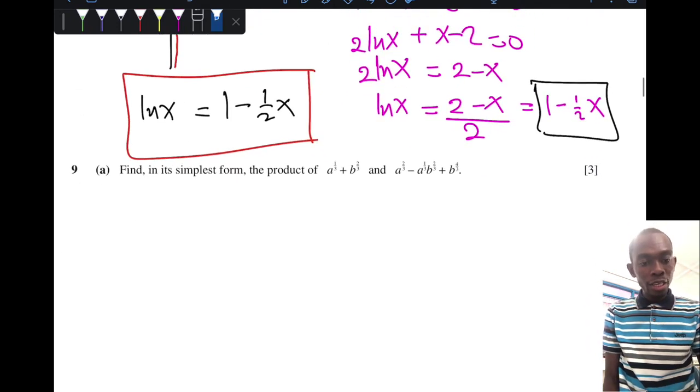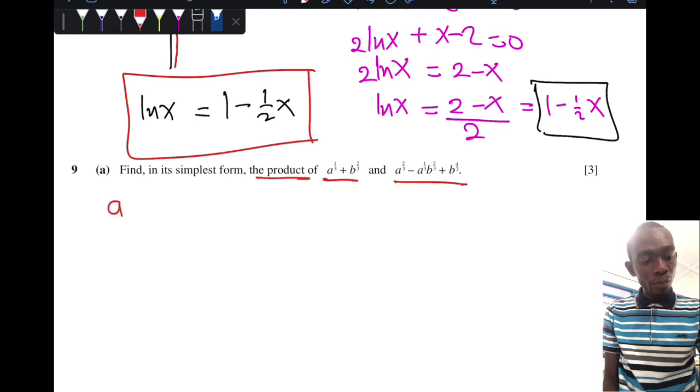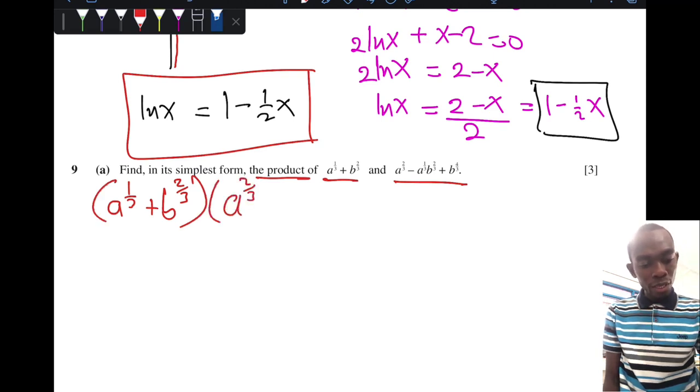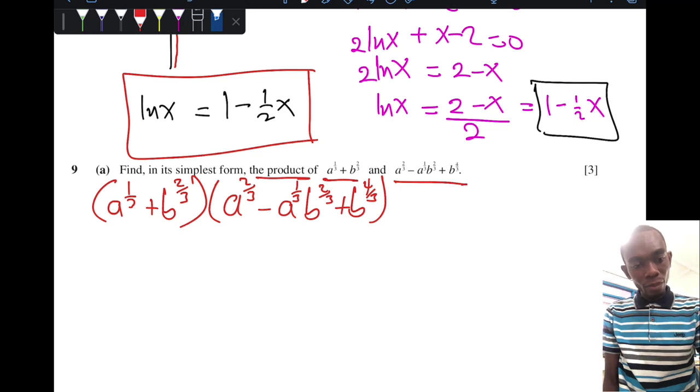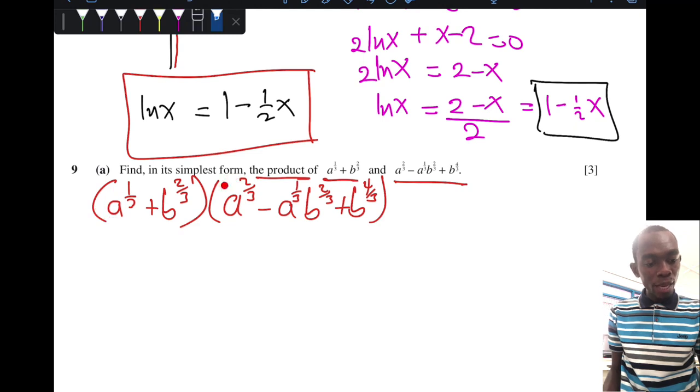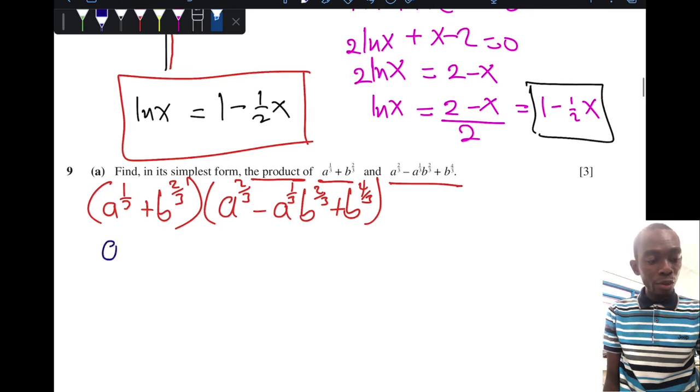All right. Now the next thing that you want to do is to find the product of this and that. Okay. So you have a to the power 1 over 3 plus b to the power 2 over 3 is going to multiply a to the power 2 over 3 minus a to the power 1/3 b to the power 2 over 3 plus b to the power 4 over 3. Okay, so now a to the power 1/3 multiplies a to the power 2 over 3. You apply the laws of indices, so you add the powers. You are going to have the power of 1, which is just a.